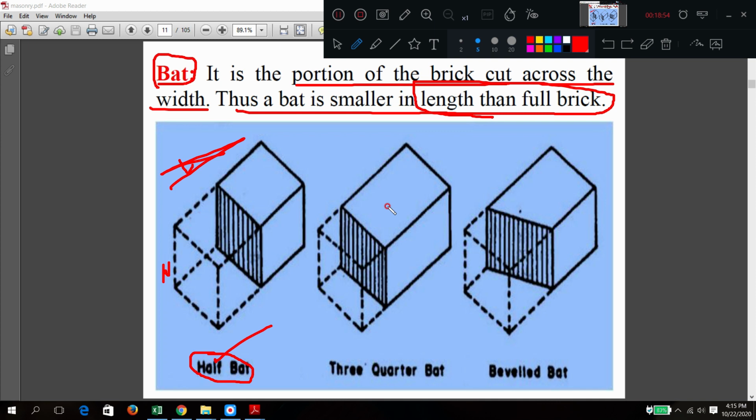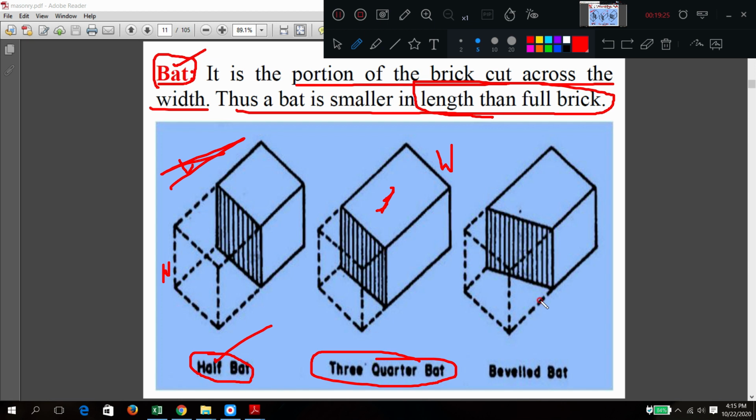From the diagram you can see 3/4 of the length is kept and 1/4 is taken away. So this is called as 3/4 bat. Means 3/4 of L is there, but 1/4 of the L is taken away. You are keeping the width full, you are changing the length. You are keeping the width of the brick same, but you are changing its length. So those are called as bats.